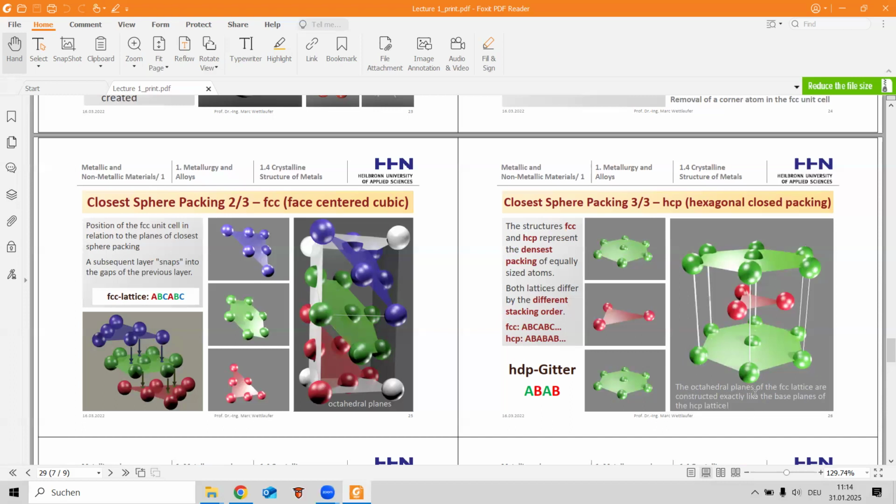The octahedral planes of the face-centered cubic lattice are constructed exactly like the base planes of the hexagonal close packing lattice. So this A part is similar to this.